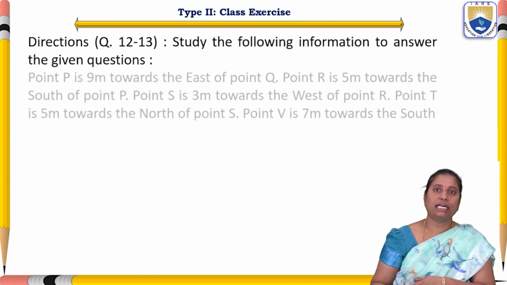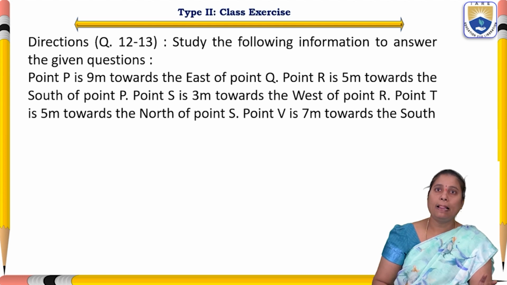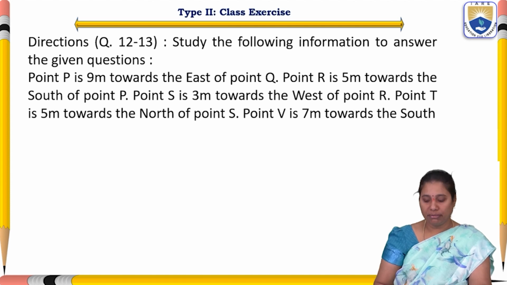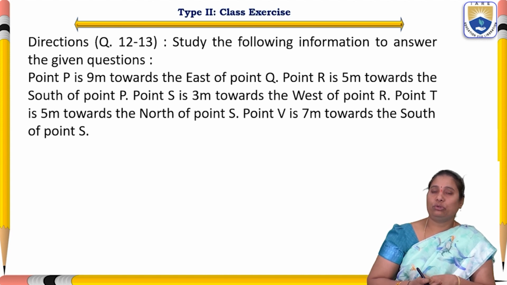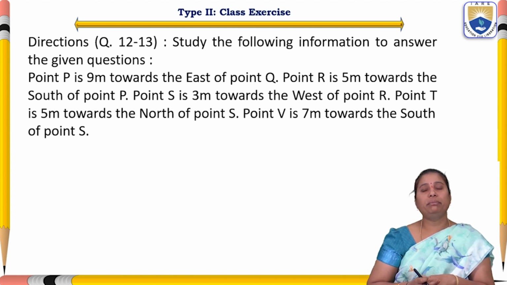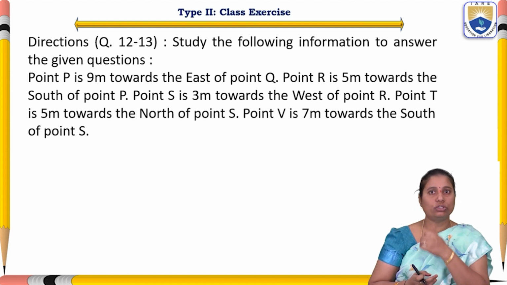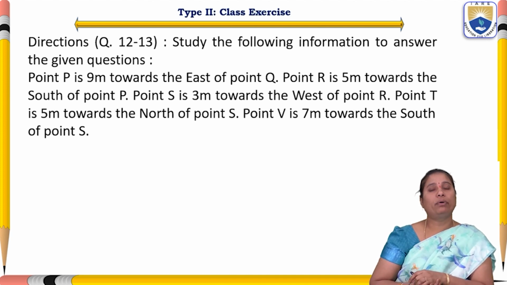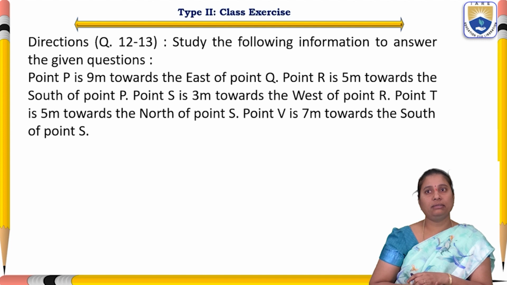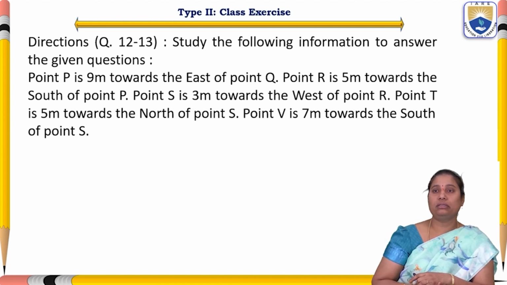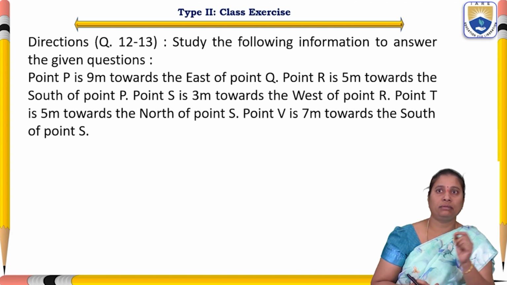And the next one, as a continuation for the 10 and 11 type of questions, we'll start with the 12th and 13th type of questions. Study the following information to answer the given questions. Point P is 9 meters towards the east of point Q, point R is 5 meters towards the south of point P, point S is 3 meters towards the west of point R, and point T is 5 meters towards the north of point S, whereas point V is 7 meters towards the south of point S.